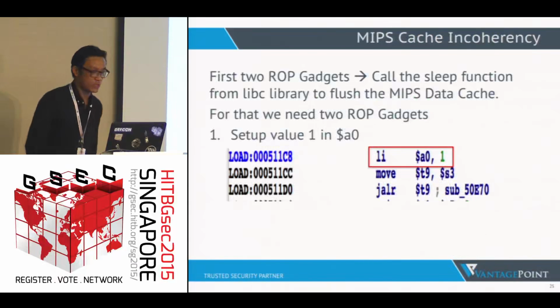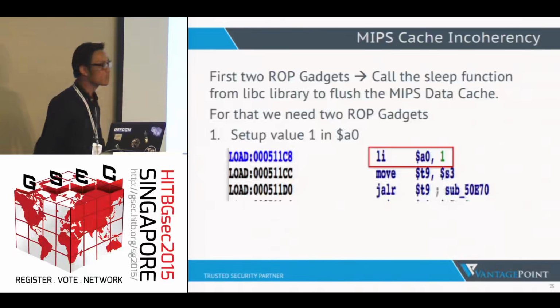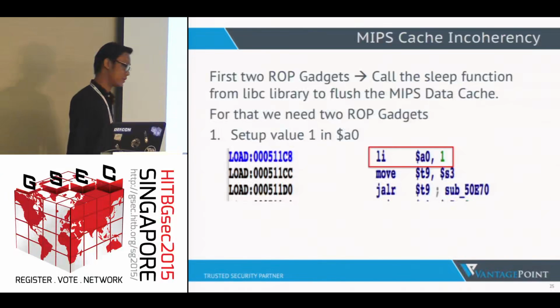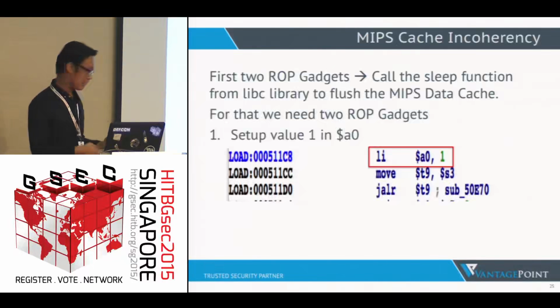So for flushing the instruction cache, in particular to MIPS, it's quite well known online that you can call the sleep function. This sleep function, or any blocking function such as sleep, what does it do? It switches context to give away CPU cycles. And when you call a blocking function, it will actually flush the instruction cache automatically.